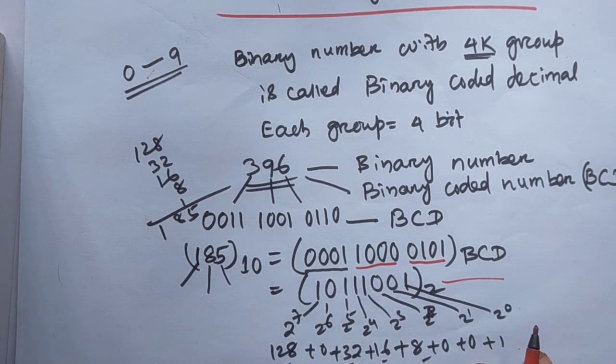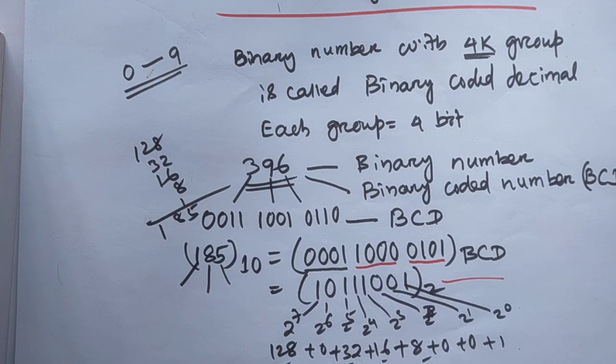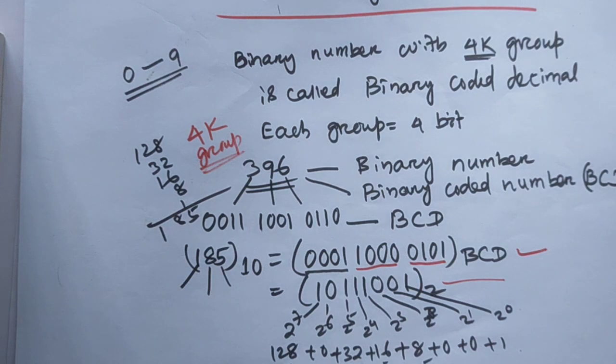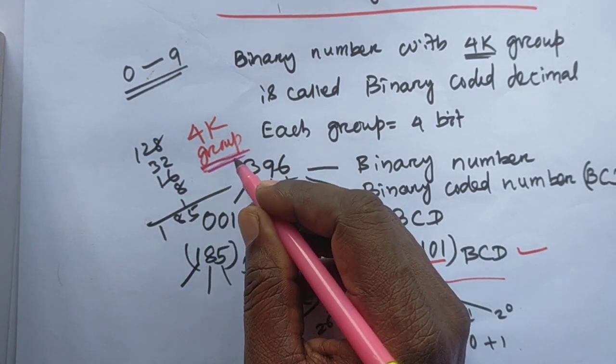But note that in both BCD and binary numbers, we use 0s and 1s. But whenever we consider BCD, we consider 4 bits for each individual digit, like 0 1 2 3 4 5 6, whatever the digit, the 4-bit binary form of the individual digits forms the BCD. For that reason, how many groups we create depends on the given number. So we can call it a 4k group, because each group has 4 bits. For that reason we call it a 4k group.